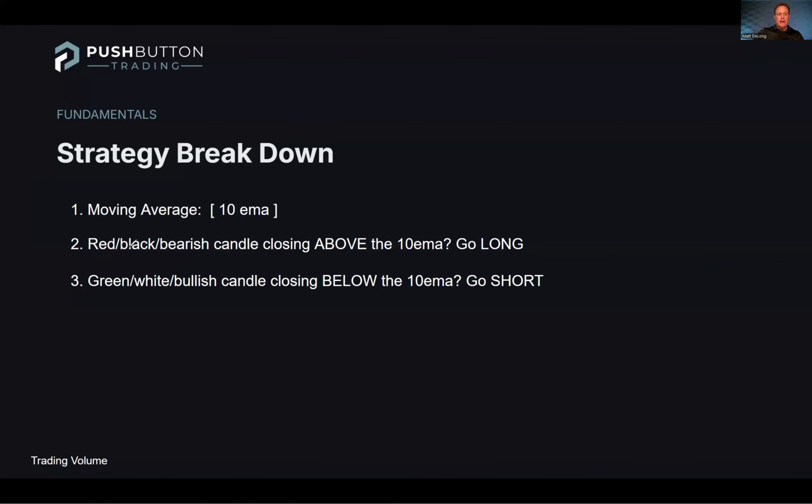The other example is pretty much the same thing in reverse, where we want a bullish candle closing below the 10 EMA. So if you're a student of the candlesticks, you'll know that this again is the high, this is the low, and the time frame doesn't matter just yet. We'll talk about that here in a second. So again, our open is down here and our close is here.